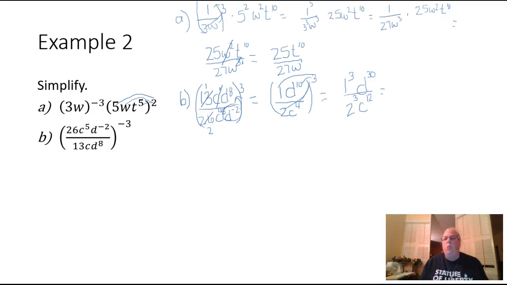And then when we simplify this, we'll have 1 times d to the 30th divided by 8 times c to the 12th. And you don't have to have that 1 there. You can turn this into d to the positive 30 over 8c to the positive 12 power. And we have the same thing there. And that's that.